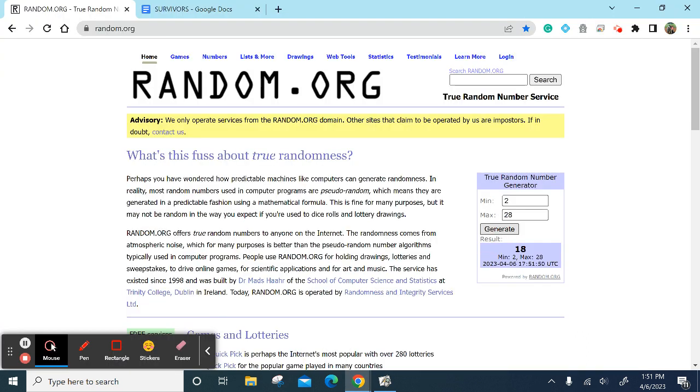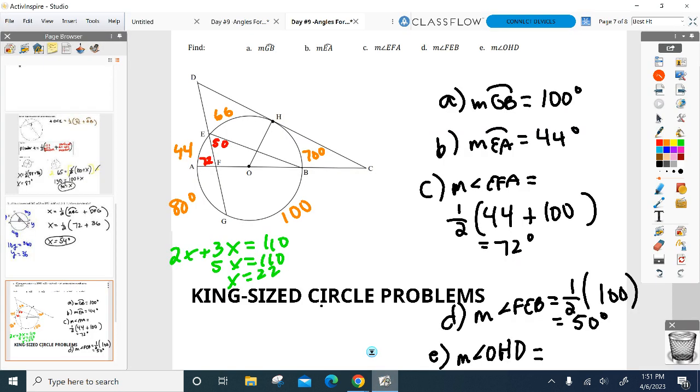Which one is it? Hi. What's OH? A radius. Good. What about DHC? Tangent. What happens when those two meet?